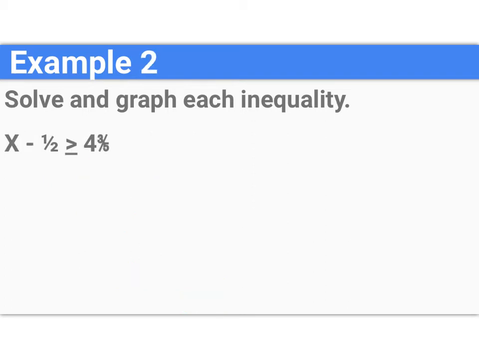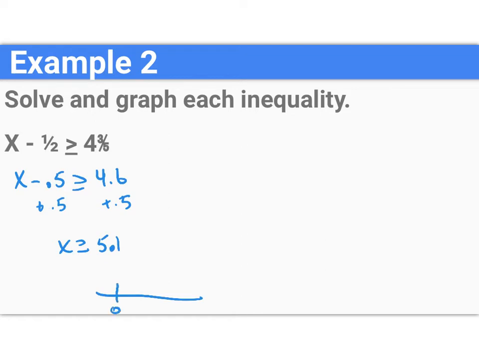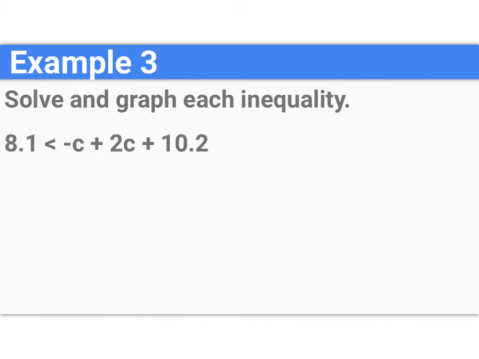Okay, so let's do it like this. Let's do x minus 0.5 is less than 4.6. Add 0.5 to both sides, and x is bigger than 5.1. On the number line, 0, 5.1. It's underlined, so we include it, and it goes to the right. All numbers bigger than 5.1, including 5.1. Oops, sorry. Okay.